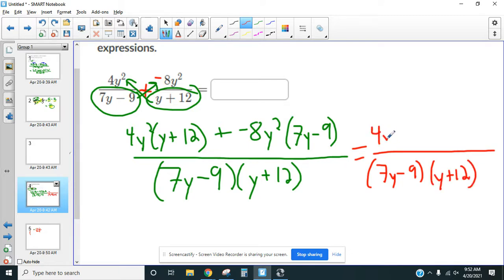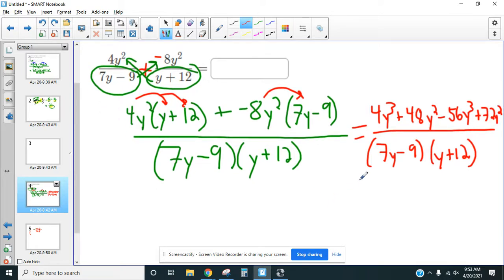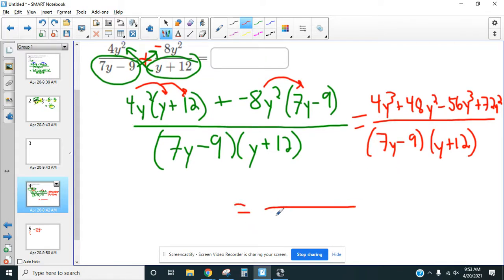So we'll have 4y to the what? Good. That's here. Now let's do this. It's 48y squared. And then distribute here. This is -56y to the third. And then plus 72y squared. Whew. All right. Is there anything we can combine? Yeah, we can combine those. We can combine the y cubes, and we can combine the y squareds also.